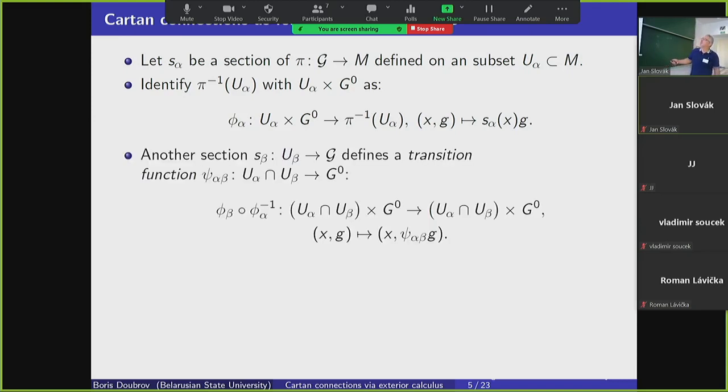And you know that if you choose a different section, maybe on a different neighborhood, then on the intersection of these neighborhoods you have what's normally called a transition function that relates sections S alpha and S beta. They might differ, and the difference is measured by a function that is defined on the intersection of neighborhoods and takes values in the subgroup G0. So this is a transition function, or exactly a gauge transformation, that will be used very often because sections are not unique. Sections will be defined up to such gauge transformations.